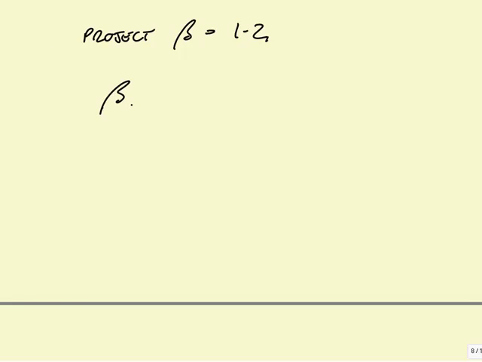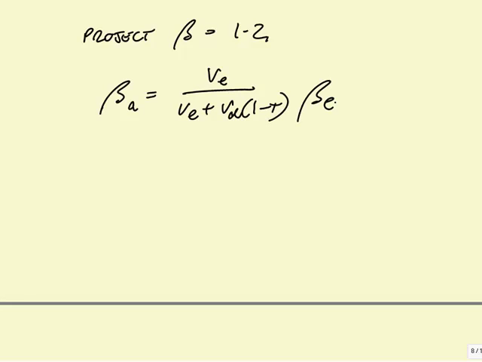And so what we need to do, I've written the steps above, but let's get a beta for a share in the project. We've got the formula, beta asset equals VE over VE plus VD(1 minus T), beta E. The rest of the formula, remember, disappears. Beta debt, we assume, is zero. Well, we know the project beta is 1.2.